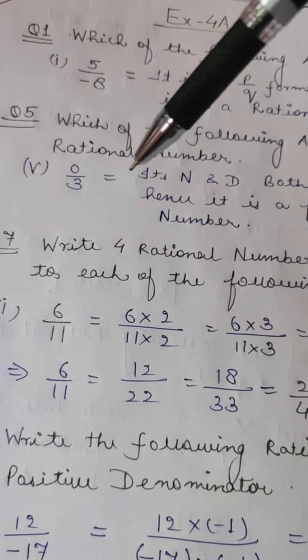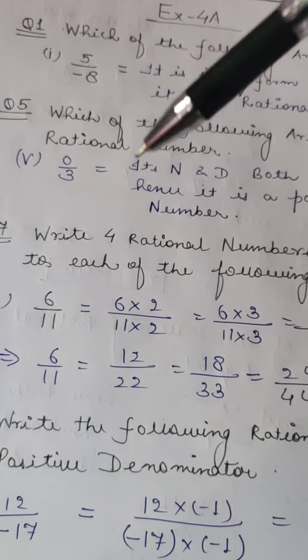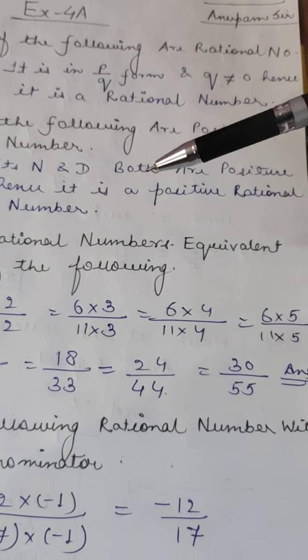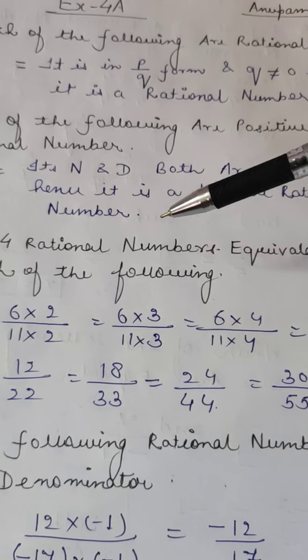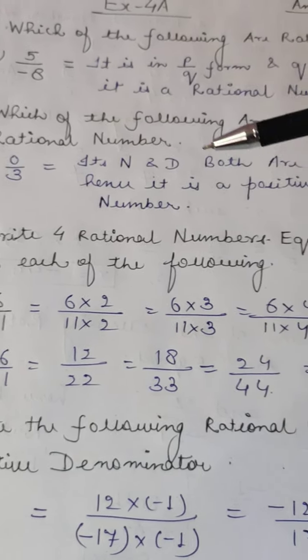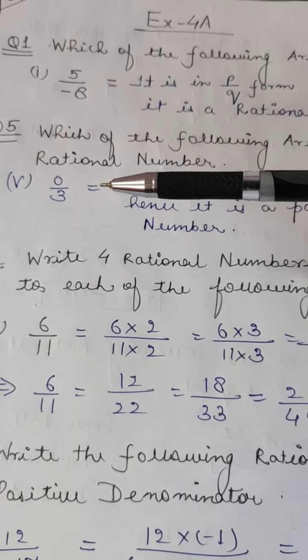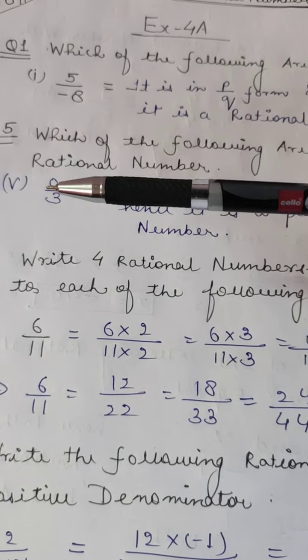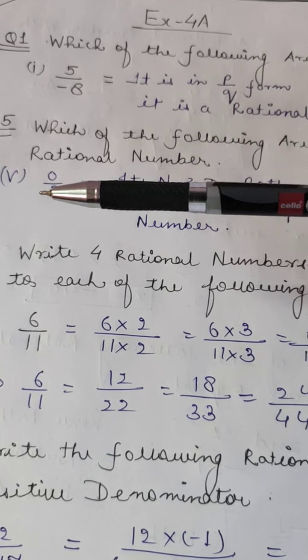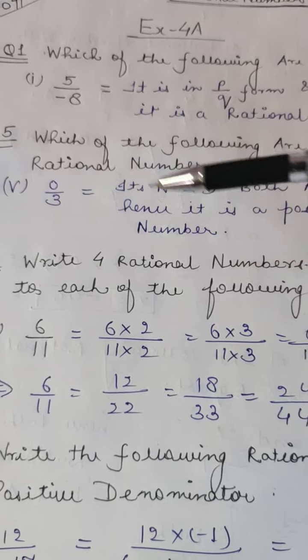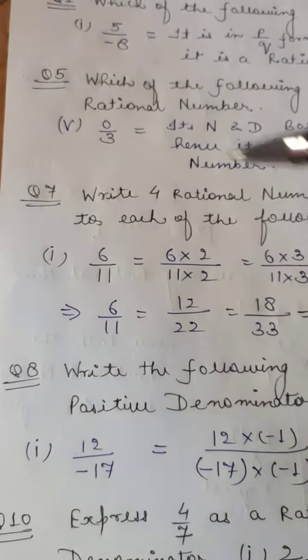It is 0 upon 3. 0 upon 3 is nothing but 0, and 0 is considered as a positive rational number. Both numerator as well as denominator should be positive in case of a positive rational number. So check here, in both, numerator as well as denominator are positive. Hence it is a positive rational number.